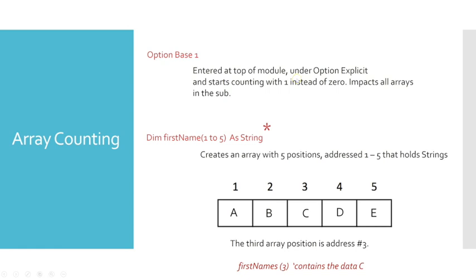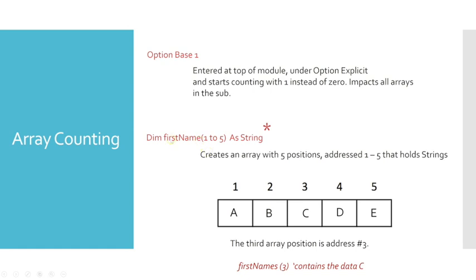Now often it's easier to always have it start with 1 instead of 0. That's because we're then able to use the index also as our offset. I'll show you an example of that in just a minute. To do that, you have to put Option Base 1 at the top of a module. That automatically changes all array indices to start with 1.